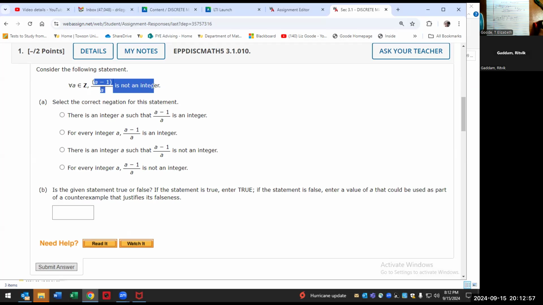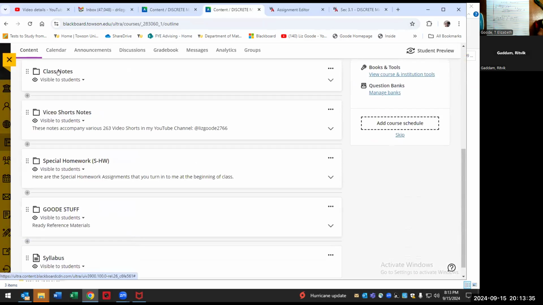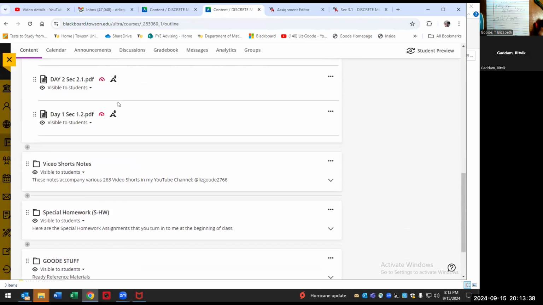So on 2 tries, I selected both the responses that contain the words for every integer. Well, that's for the negation. When we negate a for all, shouldn't we get a there exists? I didn't know you can negate the for all quantifier. I just thought, logic wise, it would be the opposite of. Let's look at the class notes, okay?